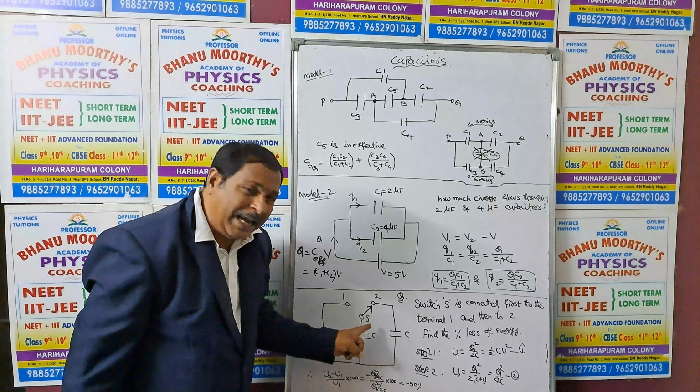Then how to find the percentage loss of energy? My dear students, you observe this one. Percentage loss of energy is U2 minus U1 by U1 into 100. So U2 minus U1 means minus Q square by 4C divided by Q square by 2C into 100. So you can get minus 50%. So energy decreases. Minus represents what? Decreases. Energy decreases by 50%.